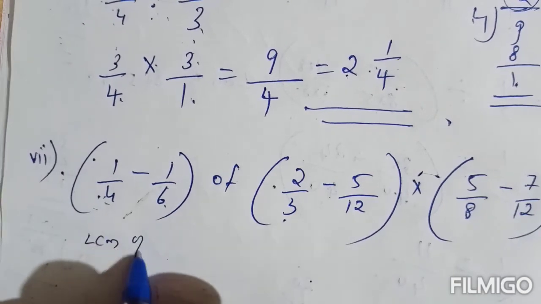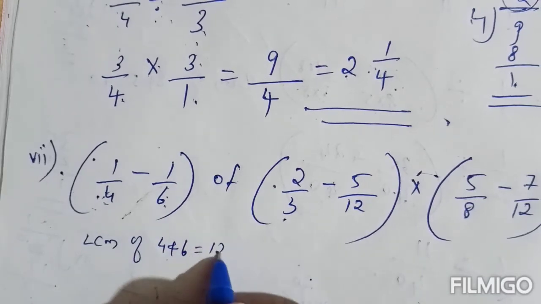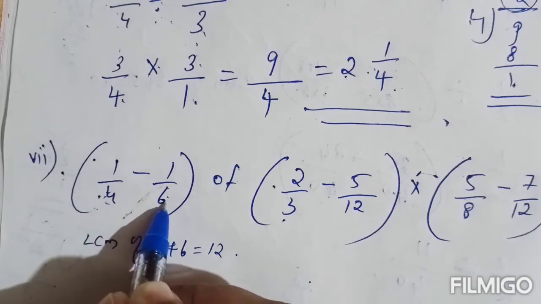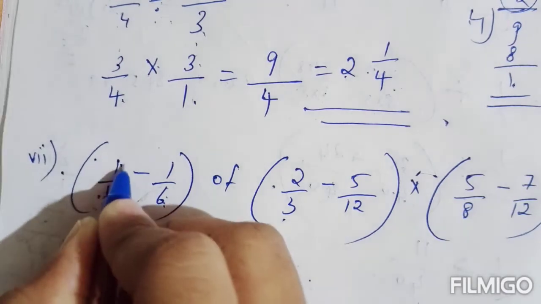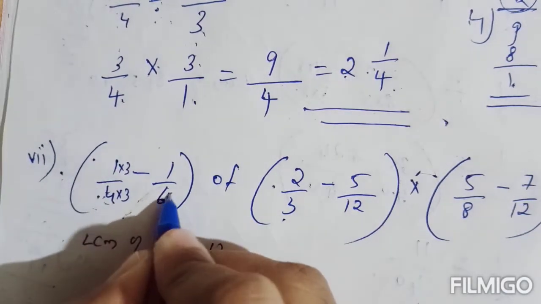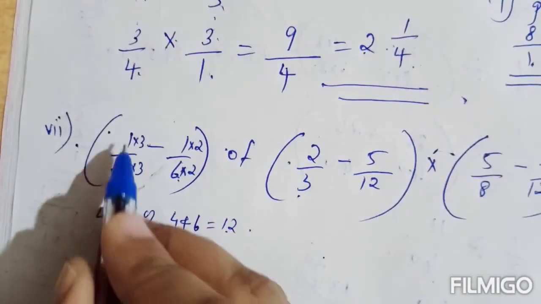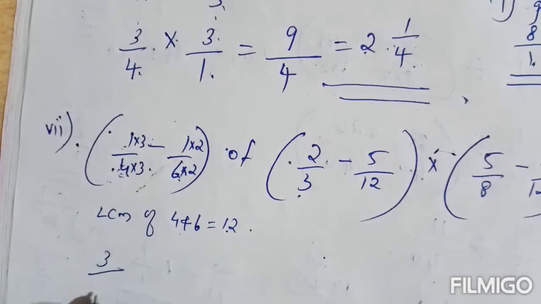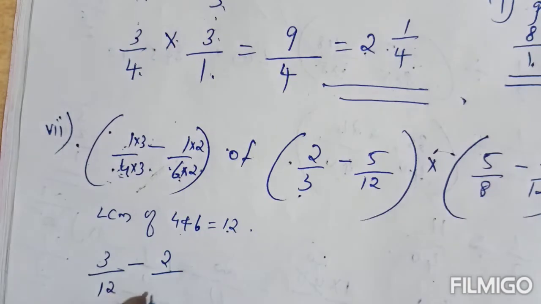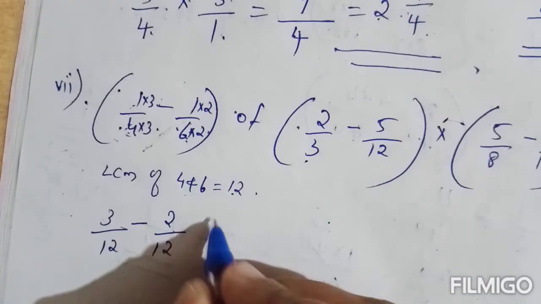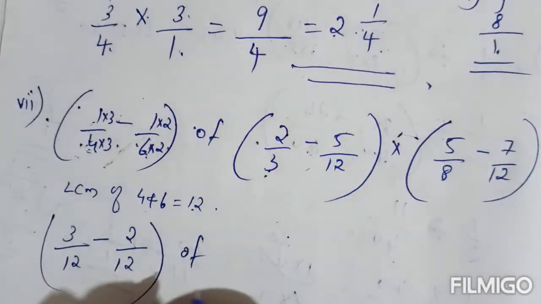So LCM of 4 and 6 is 12. Make the denominator equal to 12. That is LCM. 4 into 3, 12. So 1 into 3. 6 into 2, 12. So 1 into 2. Now writing 1 into 3, 3 by 4 into 3, 12 minus 1 into 2, 2 by 6 into 2, 12. Next bracket, 2 by 3 minus 5 by 12.